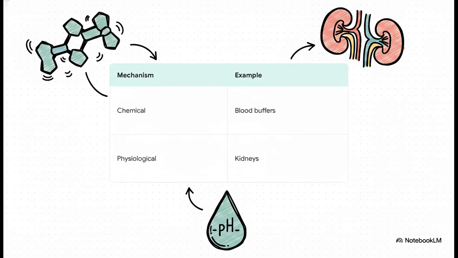Your body has 2 primary lines of defense to keep your pH perfectly balanced. First, your chemical control mechanisms. These are the buffers right there in your blood, and they act incredibly fast. Your physiological control mechanisms, on the other hand, involve organs, specifically the kidneys. If a test question asks for a chemical control, look for buffers. If it asks for physiological, look for the kidneys.